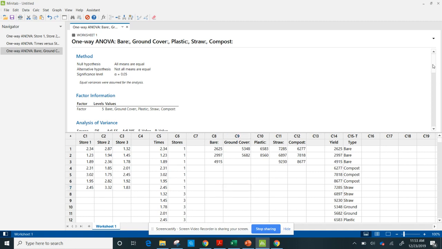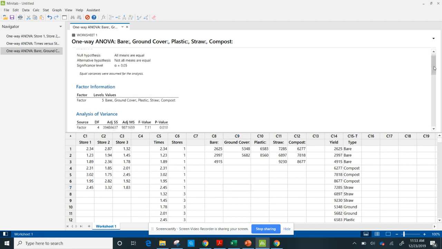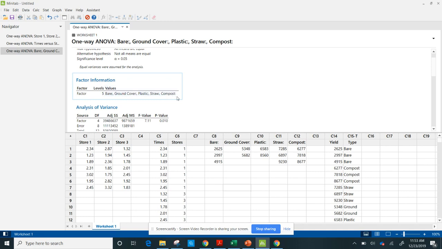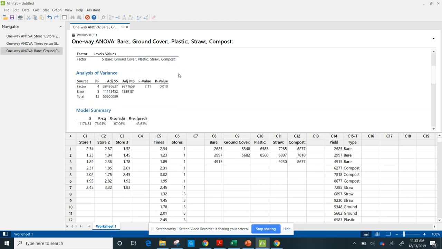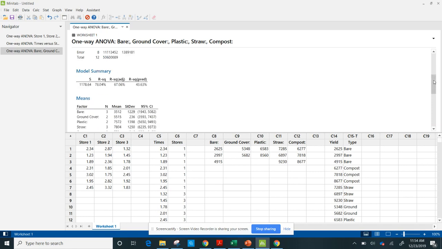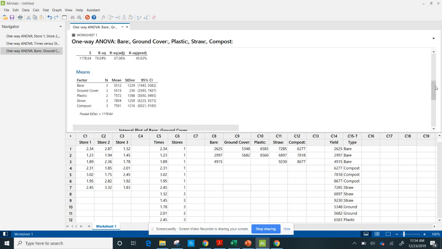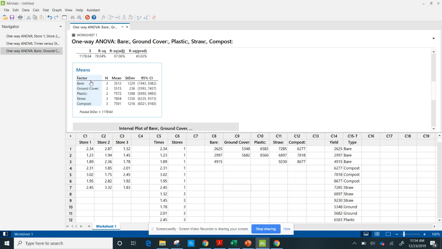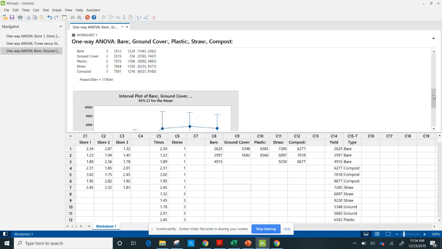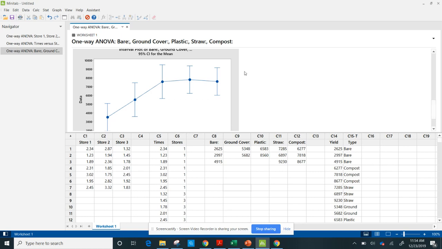All right, so if I look here, again, I have the hypotheses. I have my 5 factor levels to make sure that I have them all. I have my ANOVA table. F value is 7.11, P value is 0.0. I have my R squared again, which we'll get to in regression. And then here I have all of the types with the sample sizes and the means, standard deviation, and the confidence interval. And then I have my graph. Okay, something interesting is going on here on the graph.